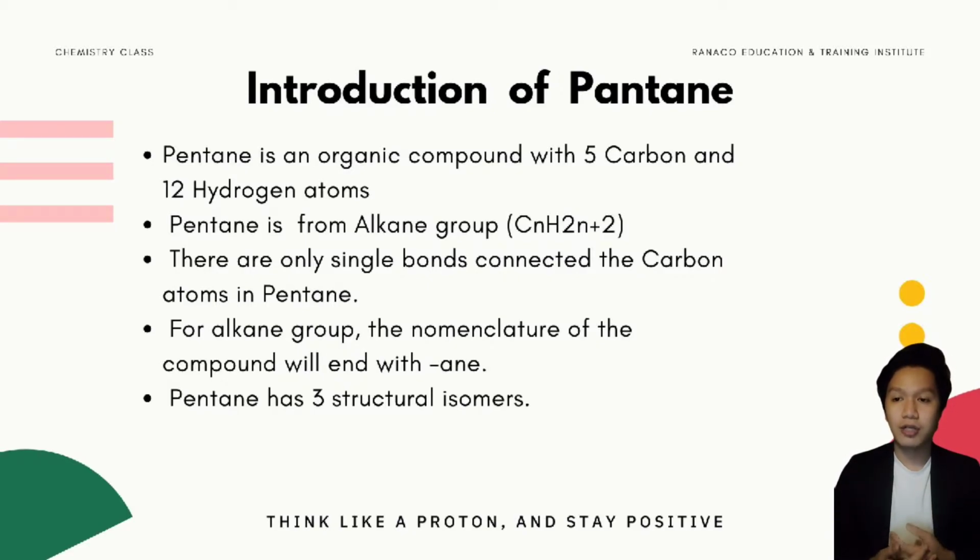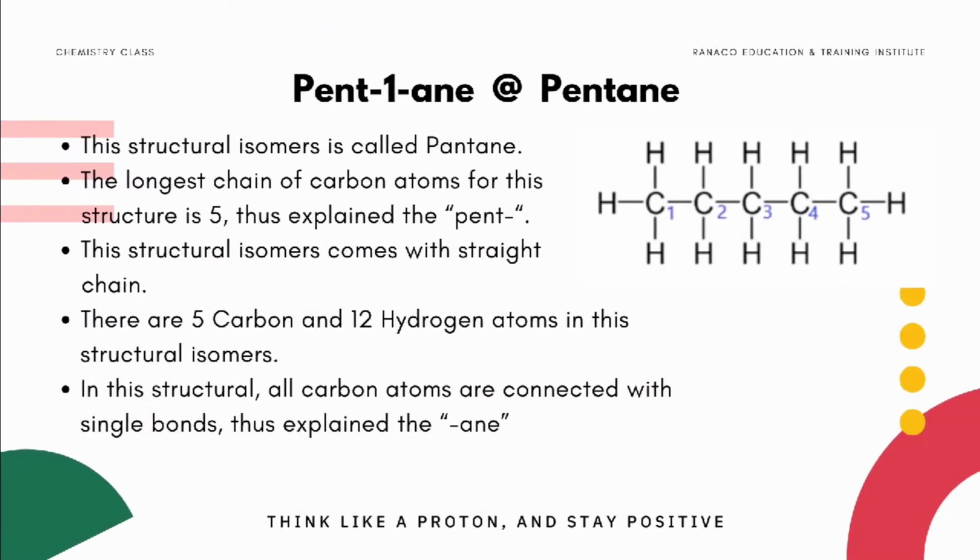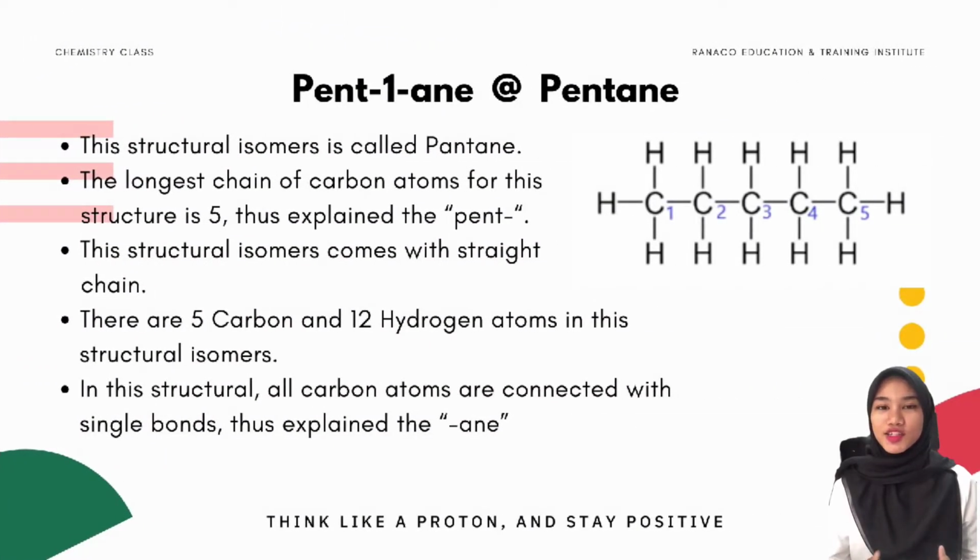Pentane has 3 structural isomers. The first structural isomer is pentane. The longest chain of carbon atoms for this structure is 5, thus explaining the pent. This structural isomer comes with a straight chain. There are 5 carbon and 12 hydrogen in this structure. All carbon atoms are connected with single bonds that explain the ane.